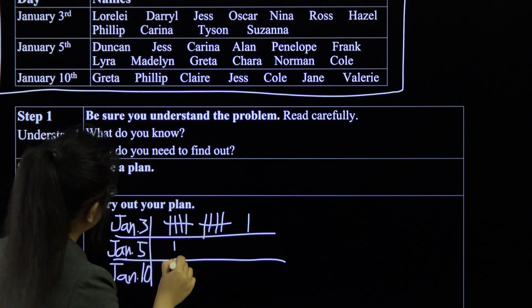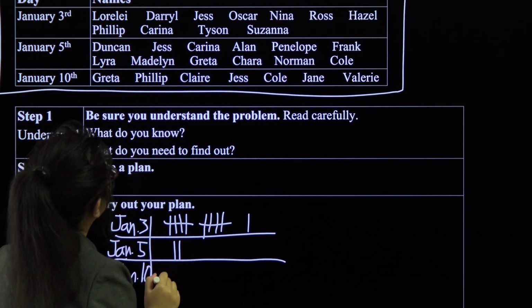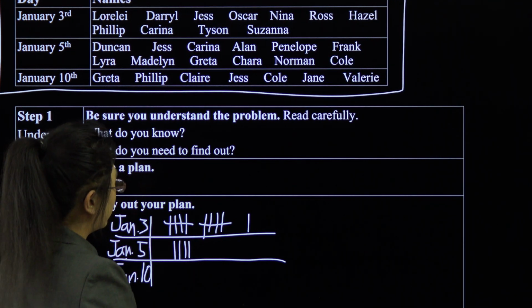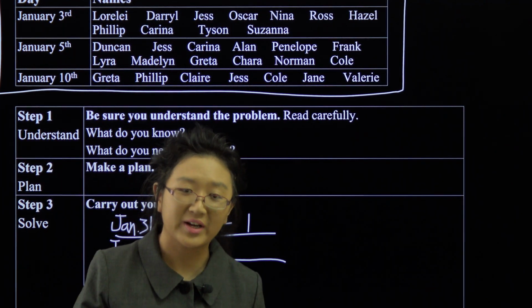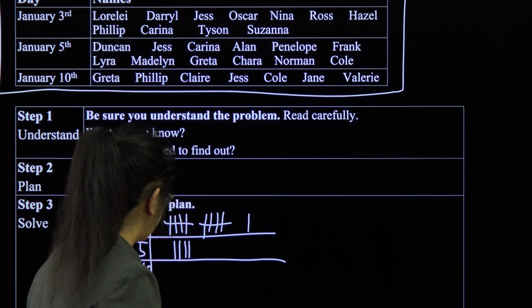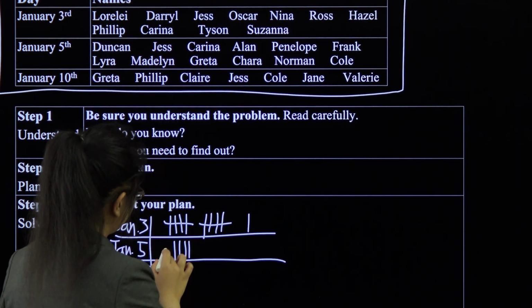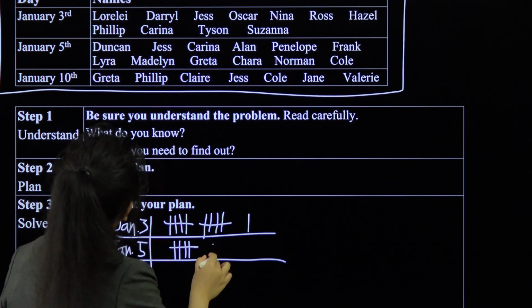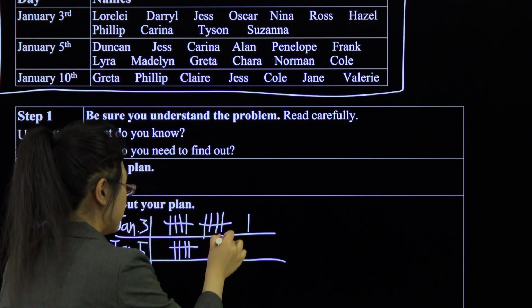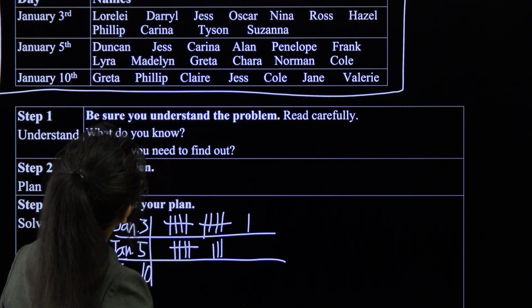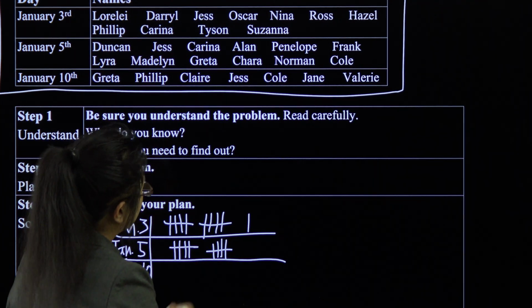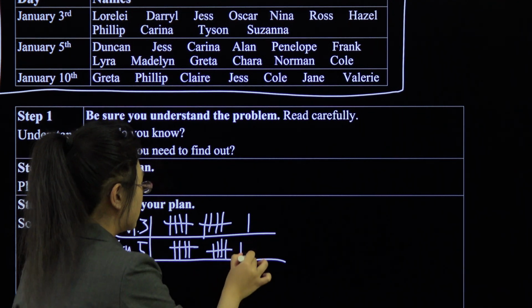Okay, now we tally the people on January the 5th. Duncan, 1, Jess, 2, Karina, 3. Alan, 4. Penelope, 5. Frank, 6. Lyra, 7. Madeline, 8. Greta, 9. Chara, 10. Norman, 11. Cole, 12.